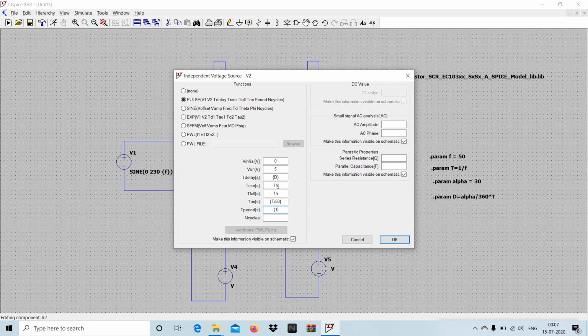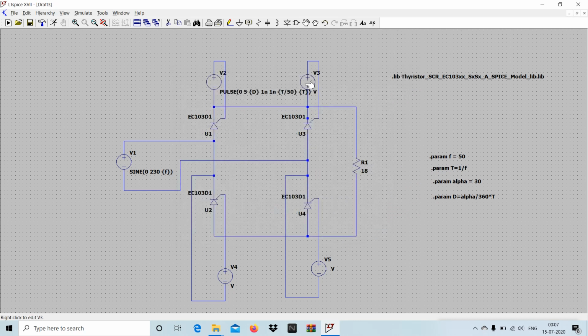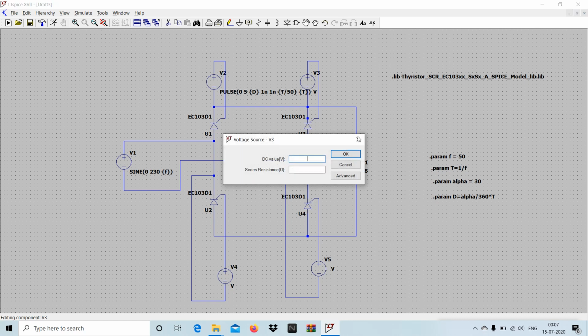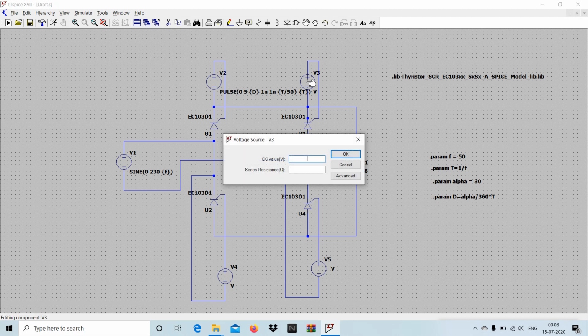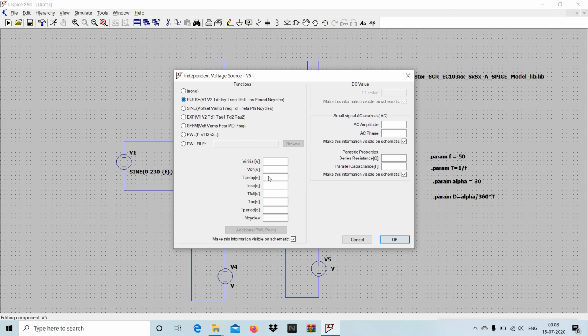Total time period is T. Likewise I'm going to give this for all the switches. Here in the fully controlled rectifier, these two switches have the same pulse with delay. So T1 and T4 will work in the positive half cycle, and T3 and T2 will work in the negative half cycle. So we are going to give that pulse over here. We will complete this one the same way.